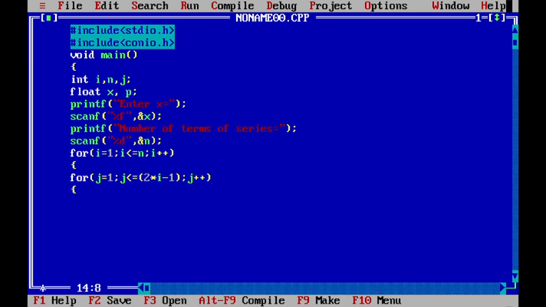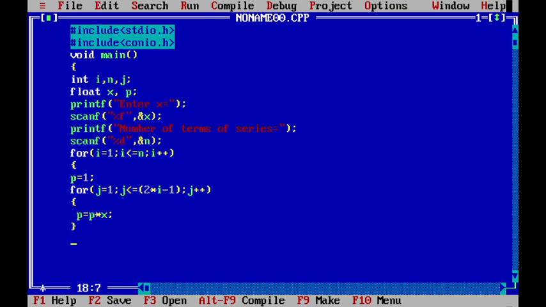Now next, p is equal to p into x. Every time we want to multiply, so we take p is equal to 1. Every time it takes p as 1, and then we multiply 2i minus 1 times, so we multiply x that many times, that is x cube, x raised to 5, and so on.